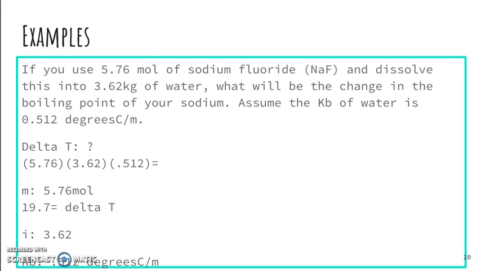If you use 5.76 moles of sodium fluoride and dissolve this into 3.62 kg of water, what will be the change in the boiling point of your sodium? Assume that the boiling point constant of water is 0.512 degrees. Our molality is 5.76 moles. The delta T is 19.7. The number of ions is 3.62, and the boiling point constant is 0.512. Multiply these together, and you get your delta T.